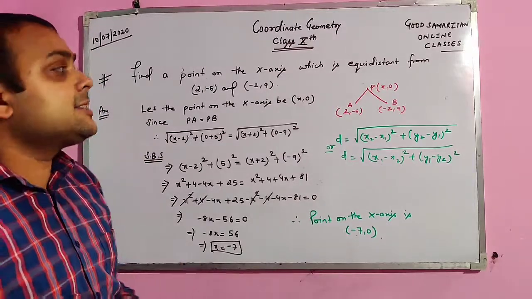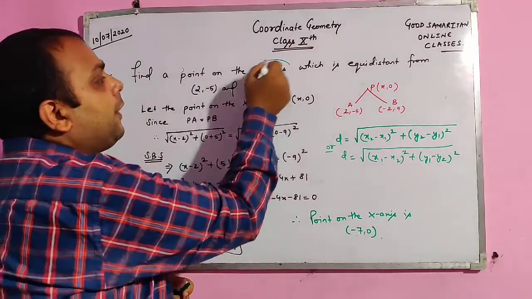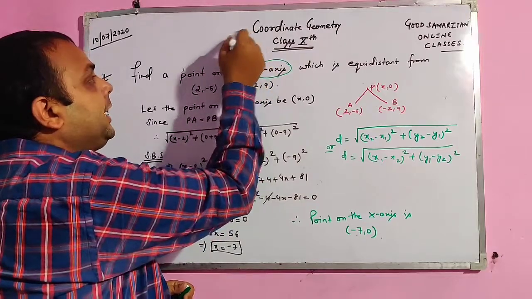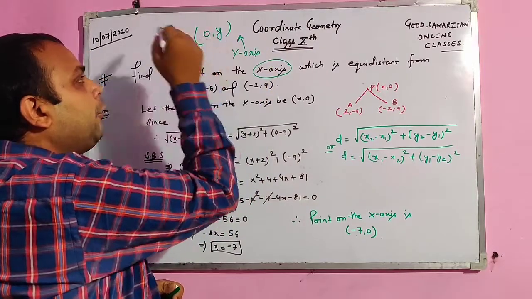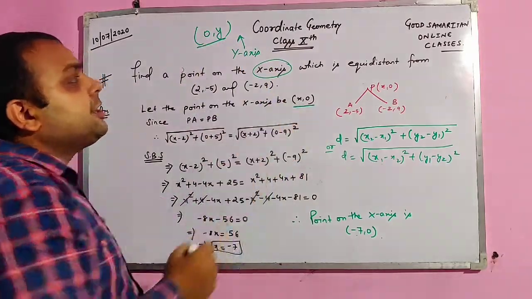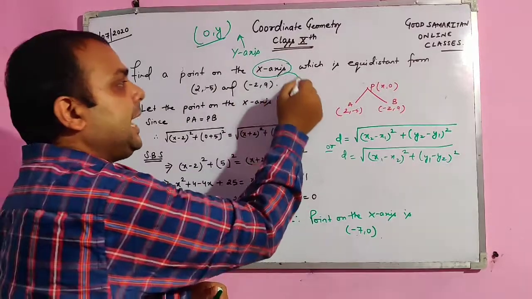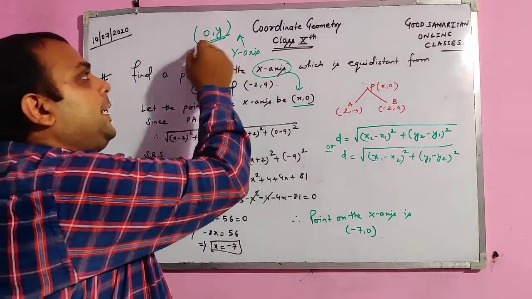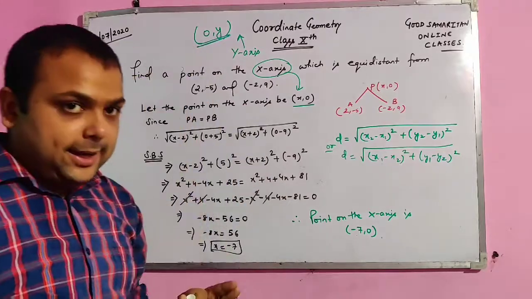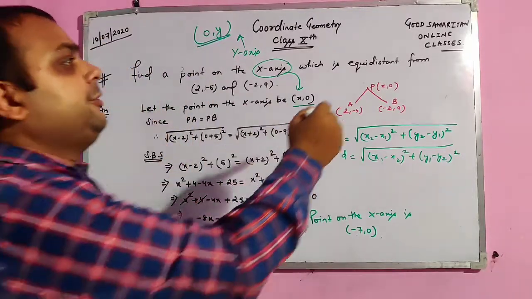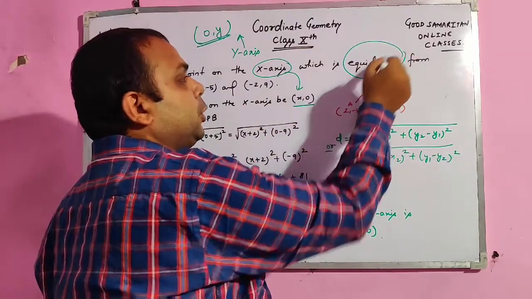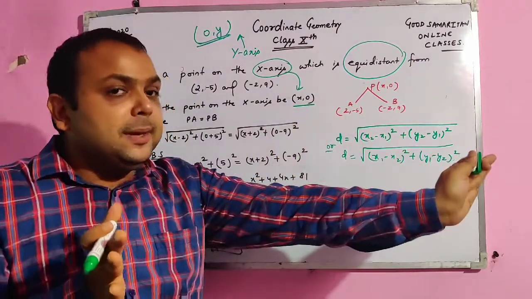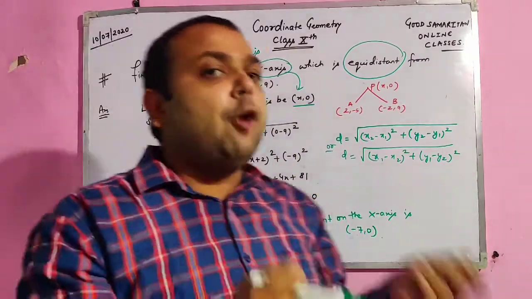Now if the question asks to find a point on the y-axis, the point that we will take is (0, y). So this is the only variation we need to make. If the point is on the x-axis, the point is (x, 0). If the point is on the y-axis, the point is (0, y). So if the word equidistant is given in the question, we have to apply this concept PA is equal to PB and then apply the distance formula.